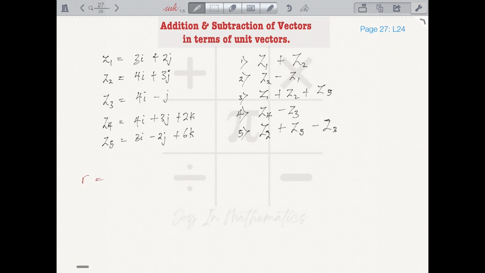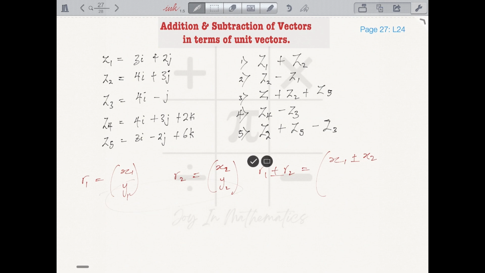We have r, which is x, y. Let's call this r1, with x1 and y1. And if we have r2, let's call this x2 and y2. Now we know that r1 plus or minus r2, just as we have performed, is that we add the x component, x1 plus or minus x2, and likewise the y component, which is y1 plus or minus y2.